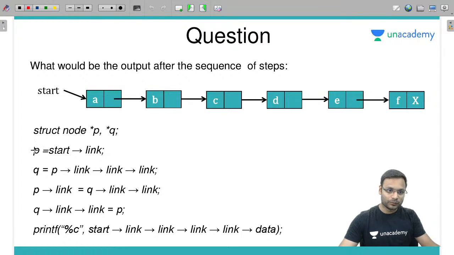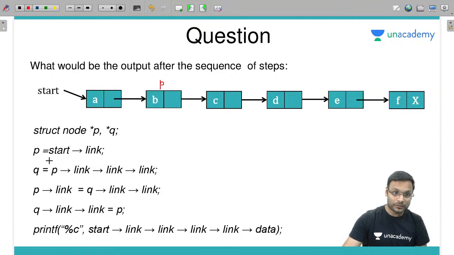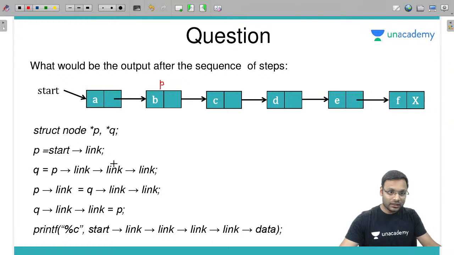2 pointers P and Q. P equals start's link. Start, its link here, P pointing to the second node. Q is equal to P link link link. P's link, link, link, and Q is this. Then P's link, here, this one, I'll have to update this pointer. By what? Q's link's link. What is in the link? Null. So here a null pointer will come.